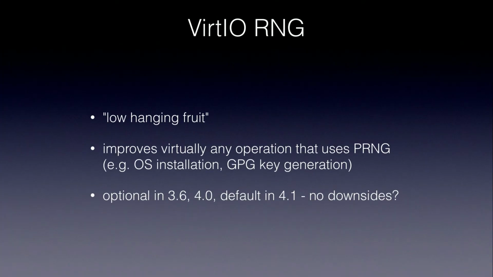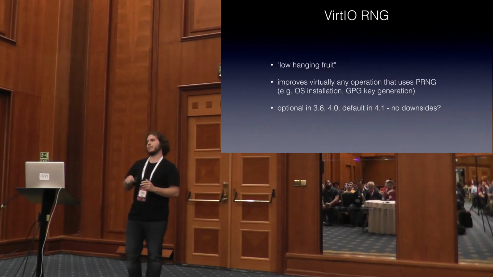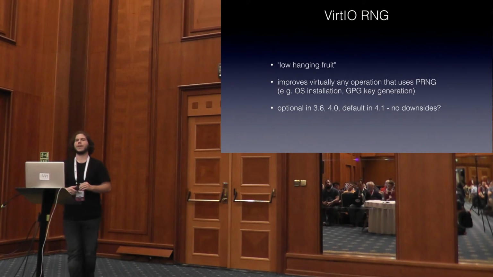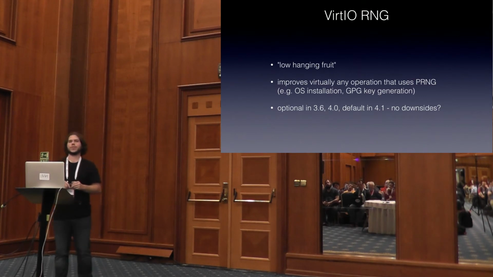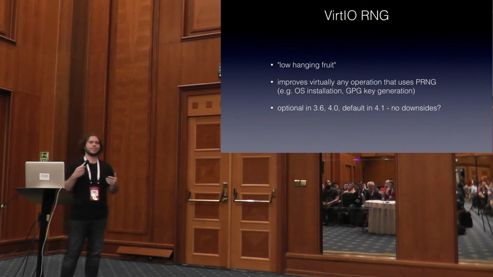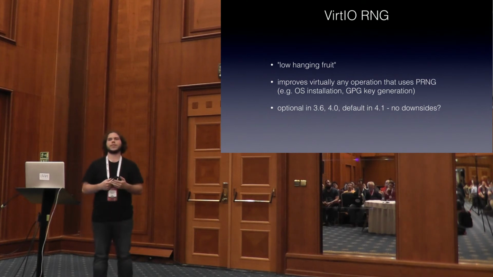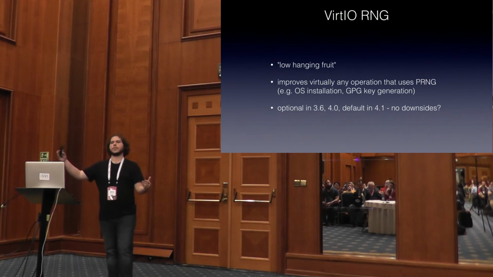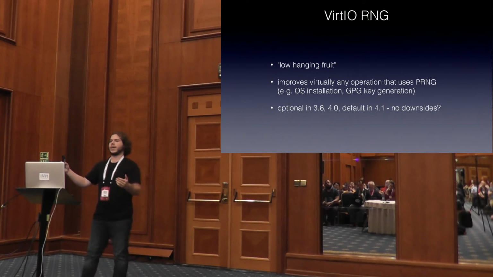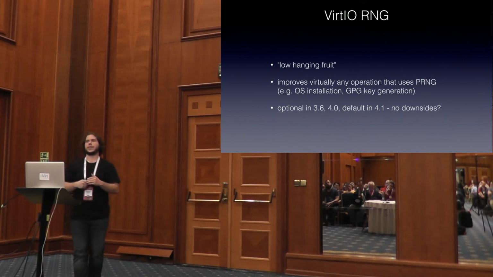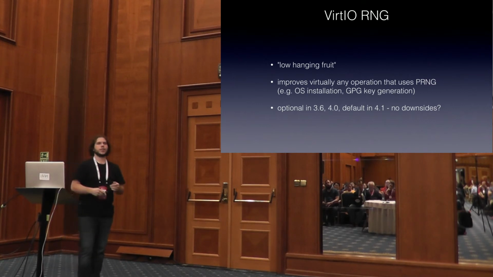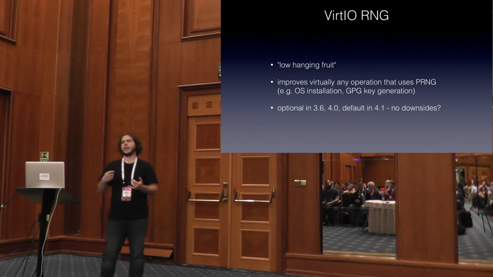The first device we'll start with is pretty mild in this case. It's pretty much invisible until you need it. So it's a pretty simple device as far as I understand. What it does is it takes entropy from the host and makes it available within the guest. And this turns out to be extremely valuable, because if you're installing an OS, there's probably some kind of PRNG operation.